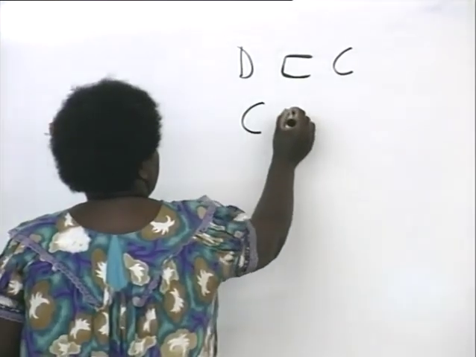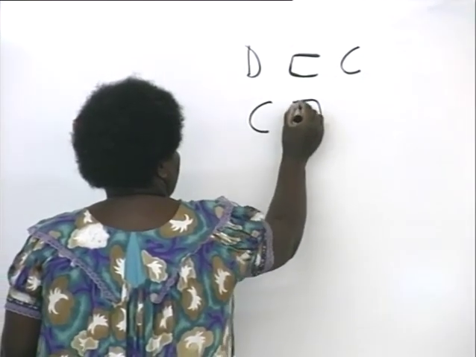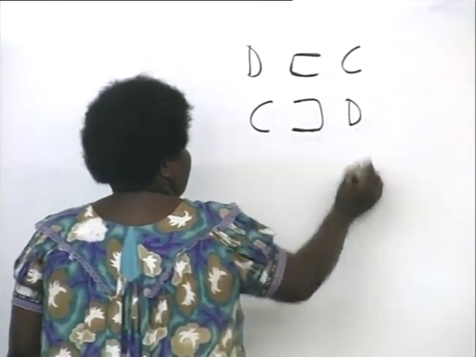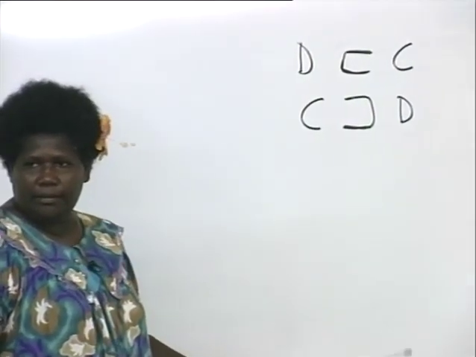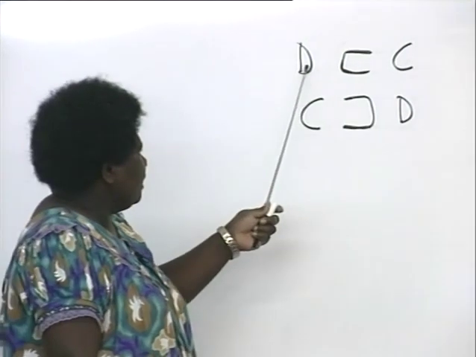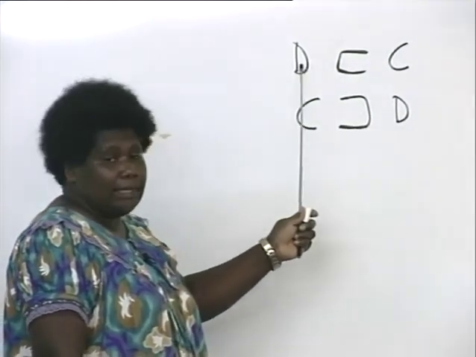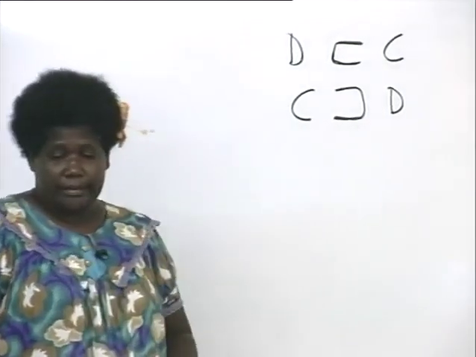C, and we turn this around. It looks more like a U, which means C contains D. Clear? Okay, instead of saying D is a subset of C, we can say C contains D. Is that clear?